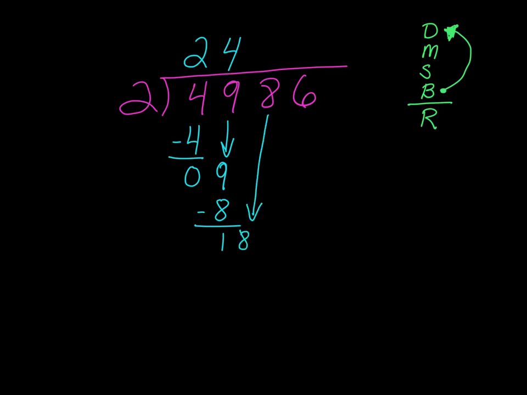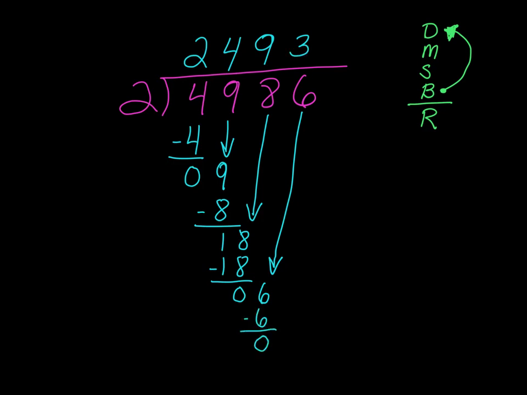2 goes into 18 9 times. 9 times 2 is 18. 0. And we're going to bring down our 6. 2 goes into 6 3 times. 3 times 2 is 6 with no remainder. So our answer is 2,493. And then we have to check. Very importantly, we need to check.